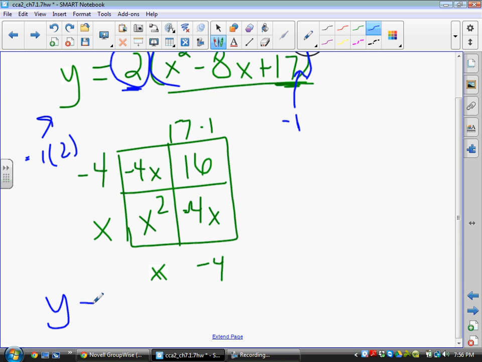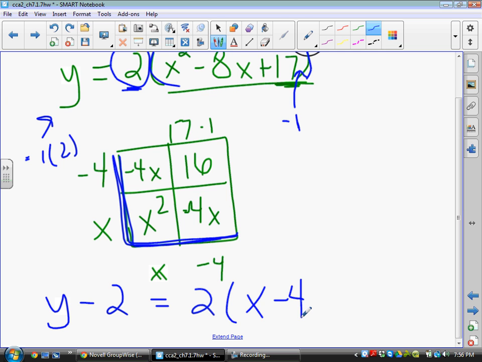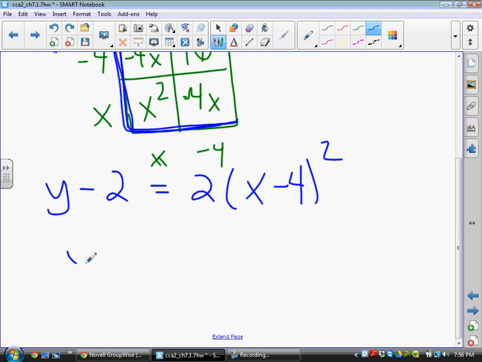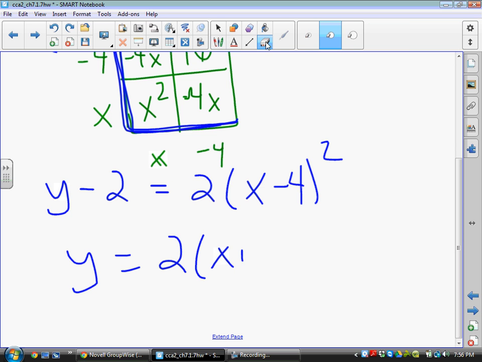y minus 1 times 2, which is just 2, equals, and I'm going to write this quantity as a product. I have the 2 that I factored out, but I want this as a product, which is my length times the width. So I have x minus 4, and I have 2 of them, so it's squared. The last thing I want to do is get y by itself, so I'm going to add that 2 back over to the other side. So I add 2 back. Okay? So that's my equation in graphing form.